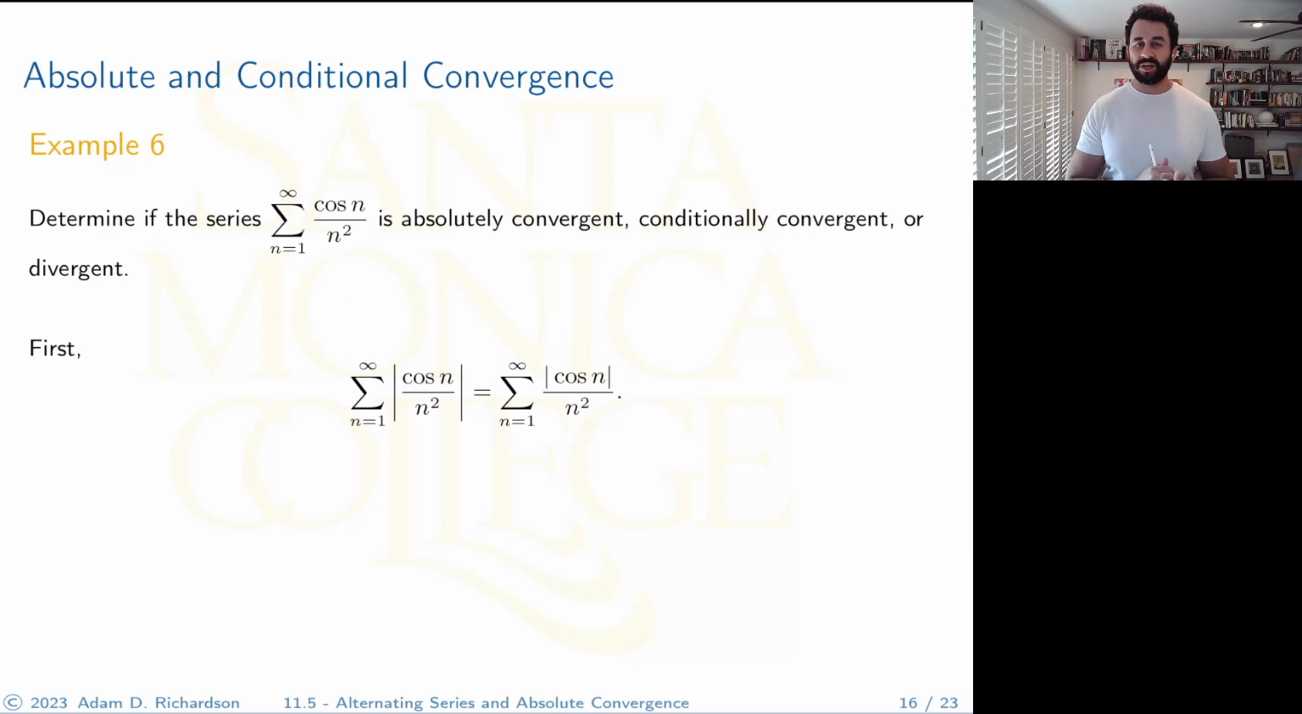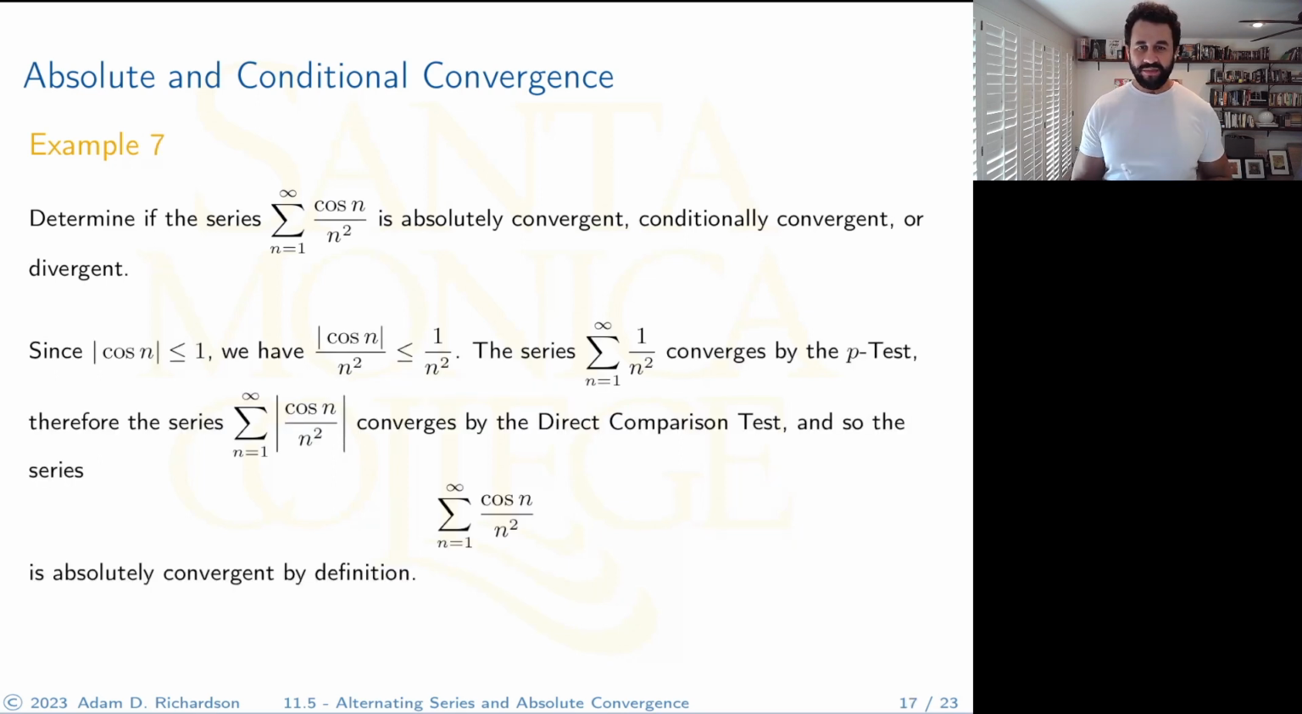Maybe you can kind of see what we're going to use to determine convergence, but let's go through it together. We know that the size of cosine n is less than or equal to 1 by the definition of cosine. And so that means that this thing is always less than or equal to 1 over n squared. Now, the series 1 over n squared converges by the p-test. It's a p-series. Therefore, we know that this series converges by the direct comparison test. And as a result, our original series converges absolutely by the definition of absolute convergence.